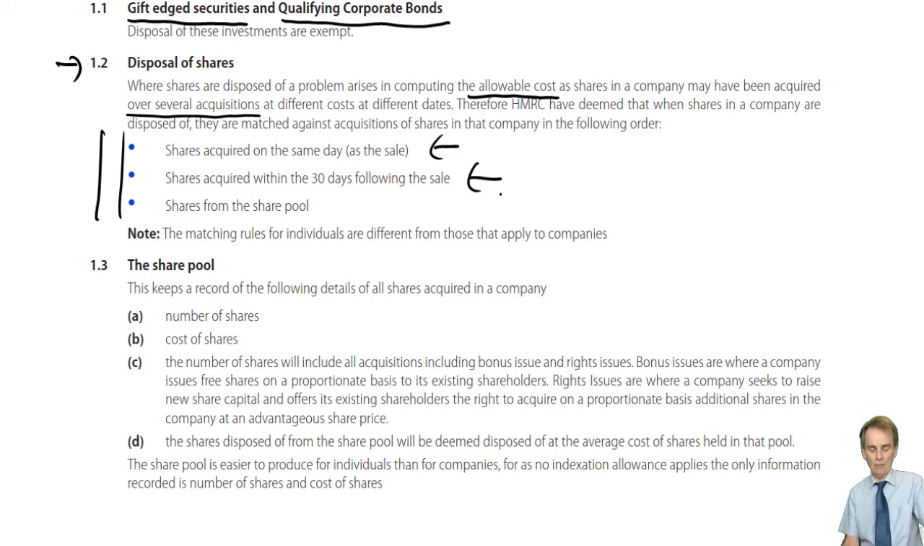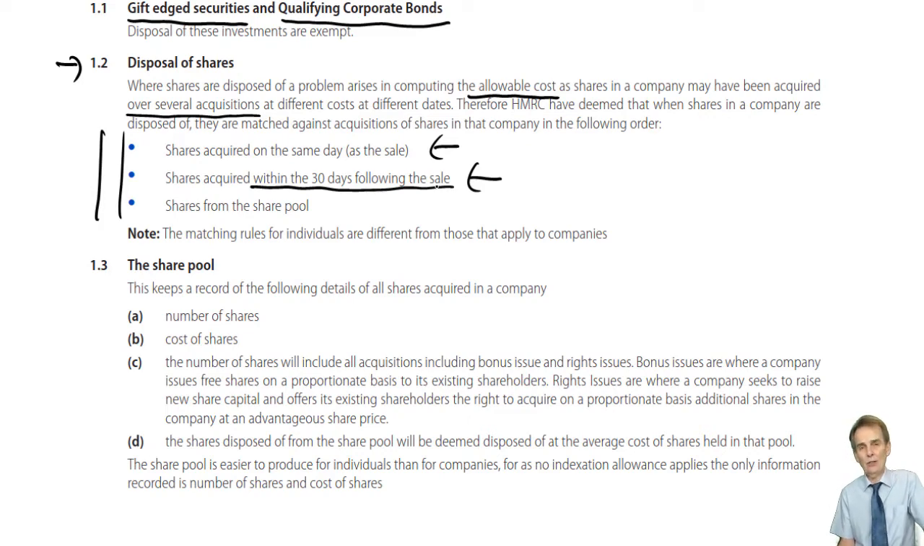And it may seem a very strange rule that actually the next category of shares that we're deemed to have sold on that particular date of disposal is shares that the taxpayer doesn't even own at that point in time. But they are shares that the taxpayer goes on to acquire within the 30 days following the sale. Now that one is one that gets tested.